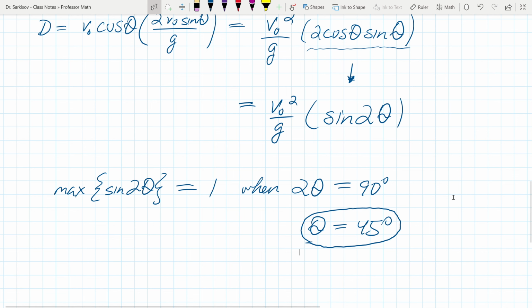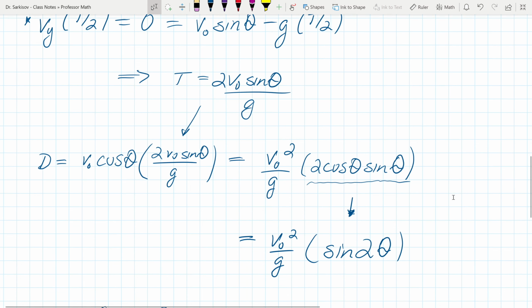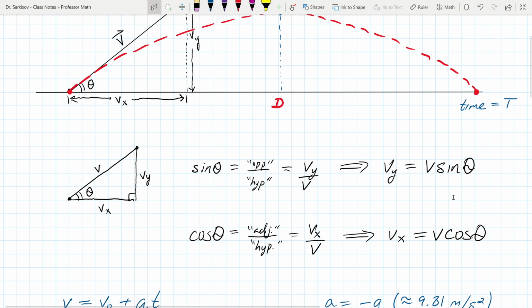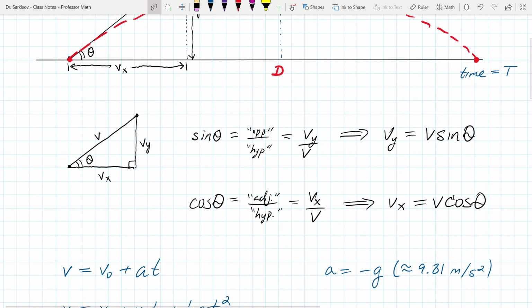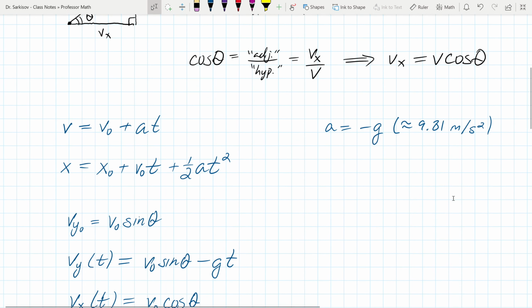All right, so that was hopefully a fun problem to look into, and have a great remainder of the day. And again, the summary was that theta equals 45 degrees would give you the maximum distance traveled.